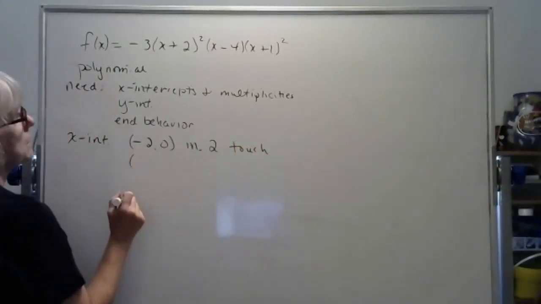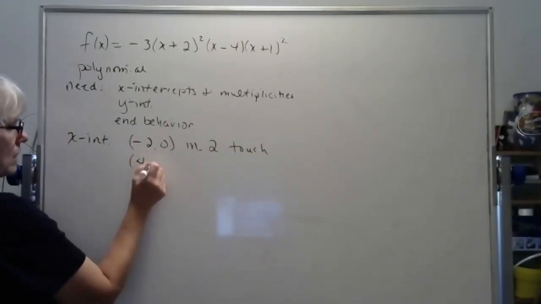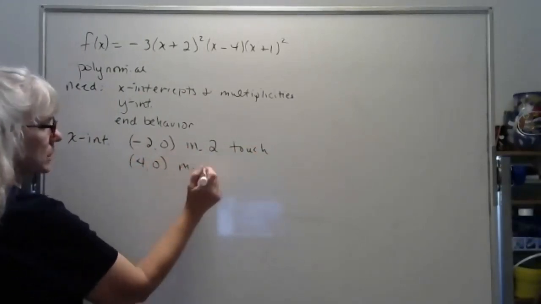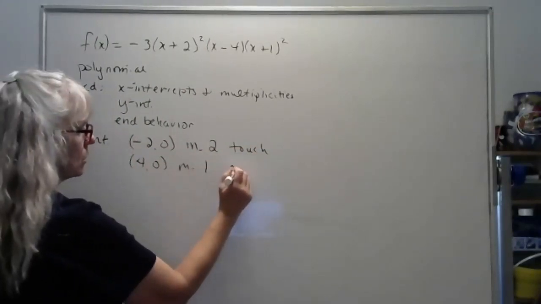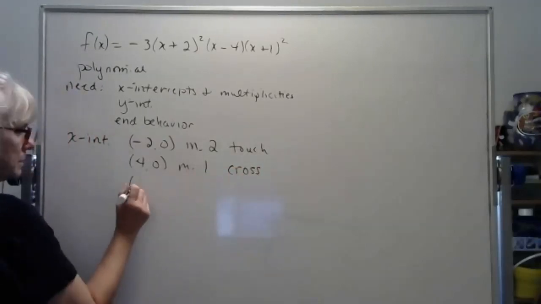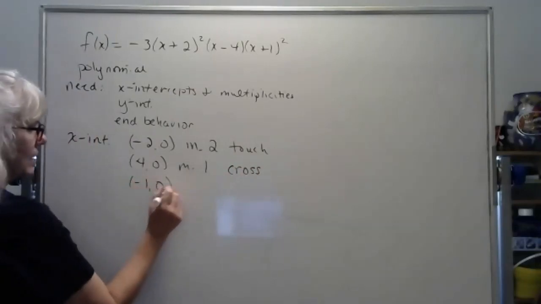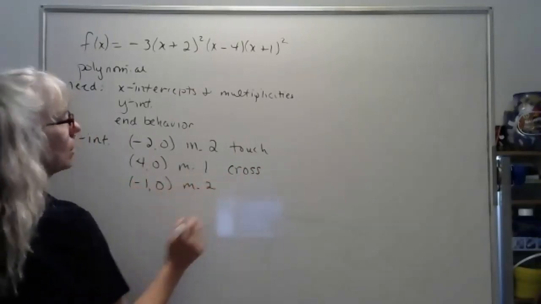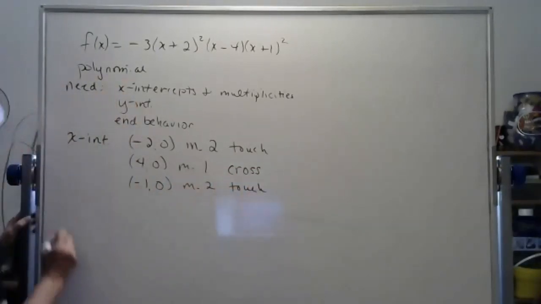Okay, the next x-intercept is at 4. Its multiplicity is 1, so the graph is going to cross. Fantastic. And the last x-intercept is -1, and its multiplicity is 2 for a touch. Yep, fantastic.